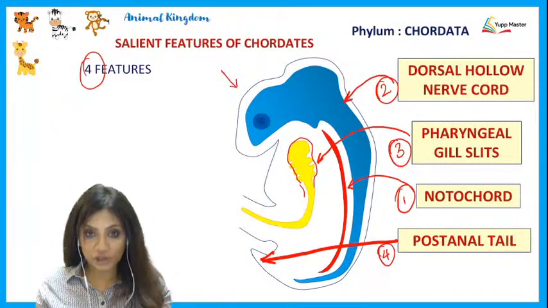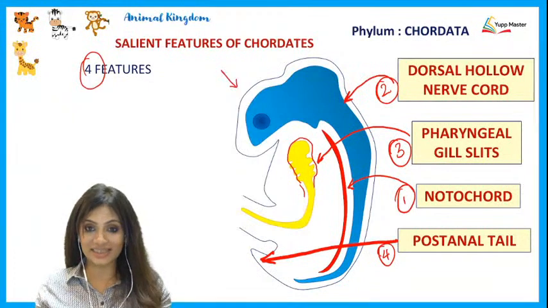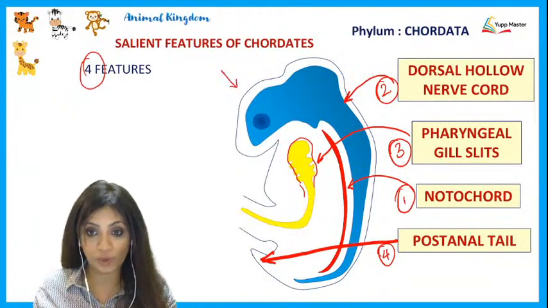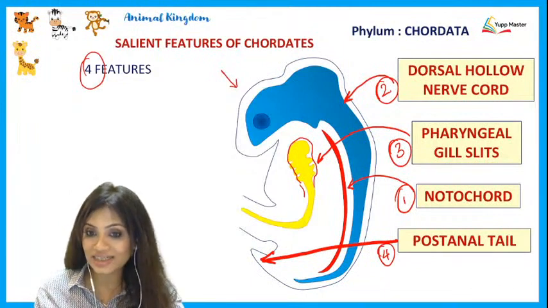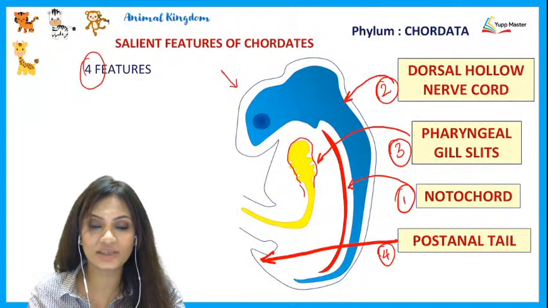Now, further what we're going to be doing now is discussing each and every one of these points. First, we'll discuss what the notochord is, the nerve cord, the gill slits, and some features about the postanal tail.